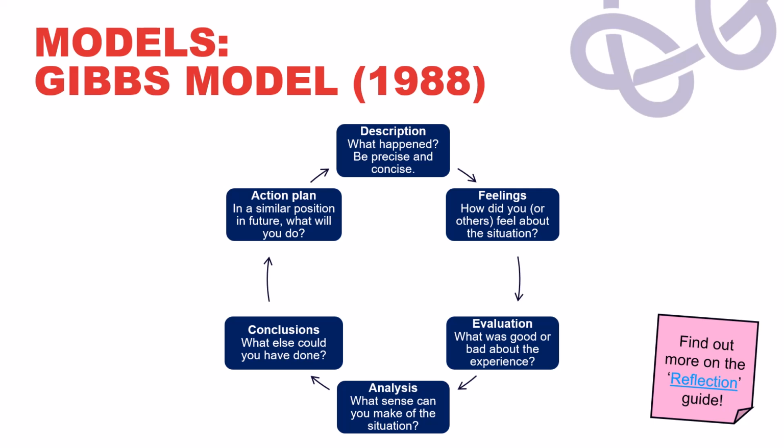Your conclusion section summarises what happened, but it's also an opportunity to make it really clear why this situation was worthy of reflection and what else you could have done. The action plan is where you can explore what you've learnt, what you need to learn now, and exactly how you're going to achieve that learning. What will you do in future now that you've had this experience?